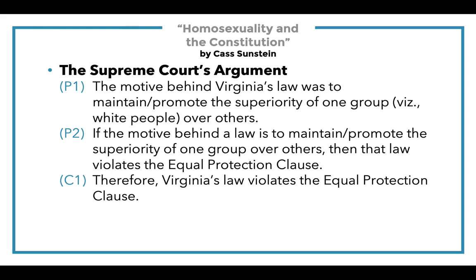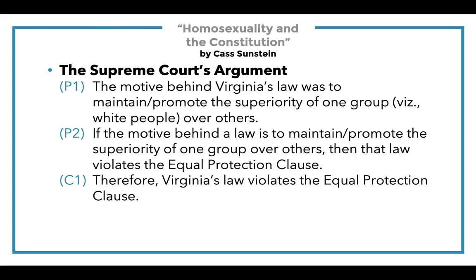If we were to symbolize this argument, we get a premise like A: the motive behind Virginia's law was to do this thing. Premise 2 says, if the motive of some law is to do that thing, then the law violates the Equal Protection Clause. Therefore, Virginia's law violates the Equal Protection Clause. So the argument's valid, and we might wonder, are these premises true? Premise 2 seems pretty plausible. If the motive behind a law is to maintain or promote the superiority of one group over another, then that does seem like people aren't getting equal protection.